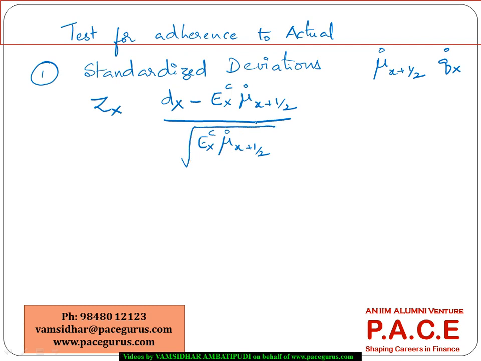So as a part of the Z computation, we say x minus mu divided by sigma. It is the observed number of deaths minus the expected number of deaths, divided by the standard deviation of the number of deaths. This is under the assumption that the deaths follow a Poisson distribution and I have graduated the rates using the Poisson distribution model. So this is what we are using for testing whether the graduated rates are adhering to the actual data or not.